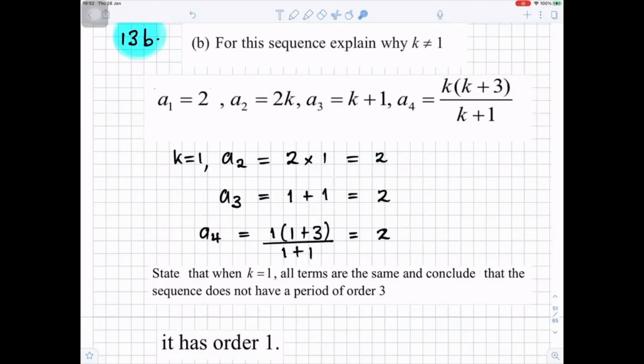So when K is equal to 1, all terms are the same: 2, 2, 2, and A1 is 2. So 2, 2, 2, 2. All terms are the same. And you can conclude that the sequence does not have a period of order 3. It does not go 1, 2, 3, same, 1, 2, 3, same. So it has an order of 1. It repeats after every one number.